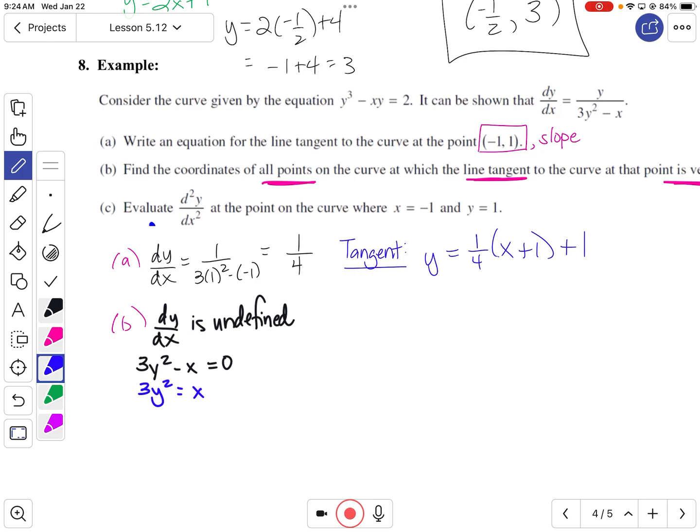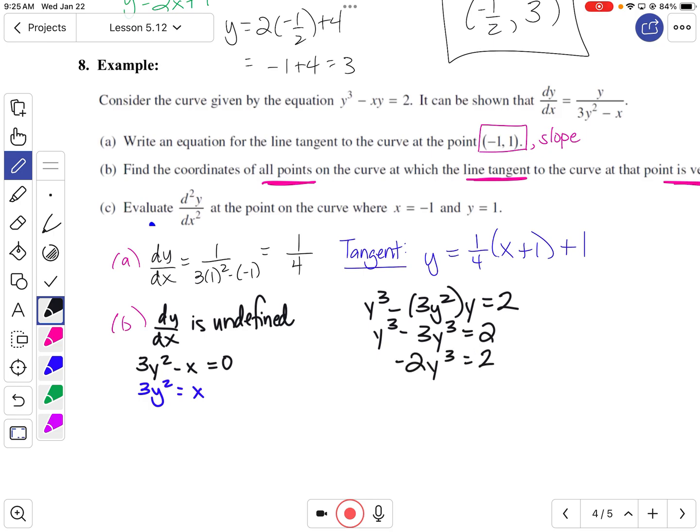Plug it into the original. This time we're going to find y, and that's okay. All right, we're going to replace x this time. So we're going to go up to our original. So y cubed minus x we know is 3y squared times y is going to equal 2. All right, so that gives me y cubed minus 3y cubed equals 2, or negative 2y cubed equals 2, y cubed equals negative 1, or y equals negative 1.